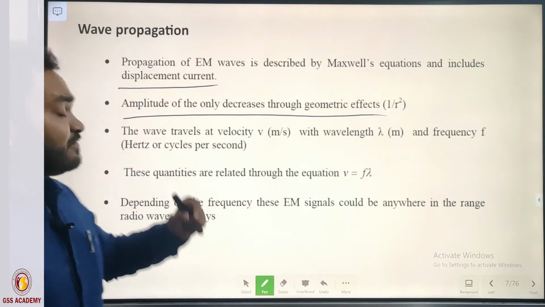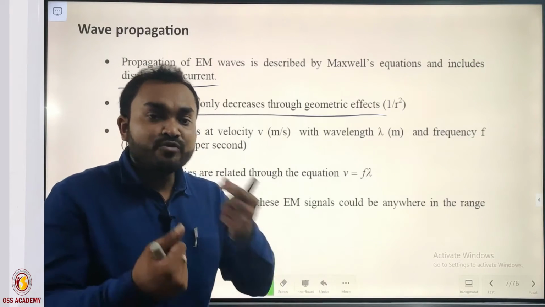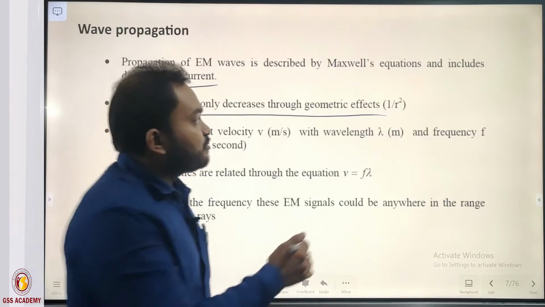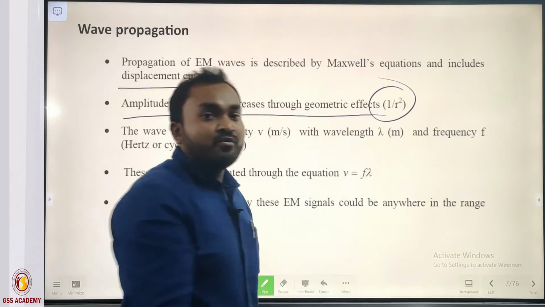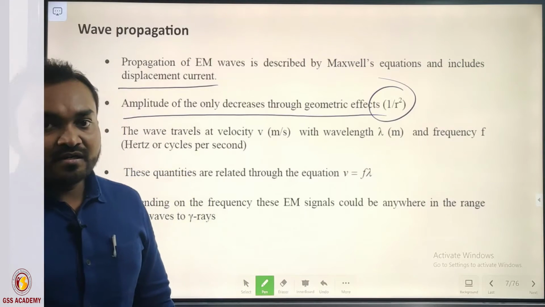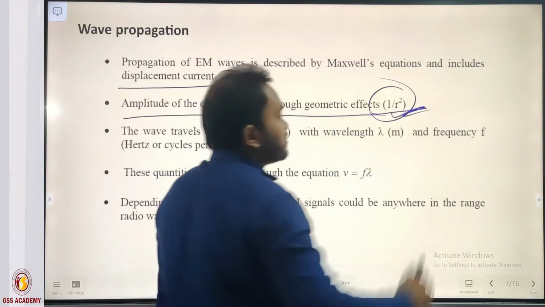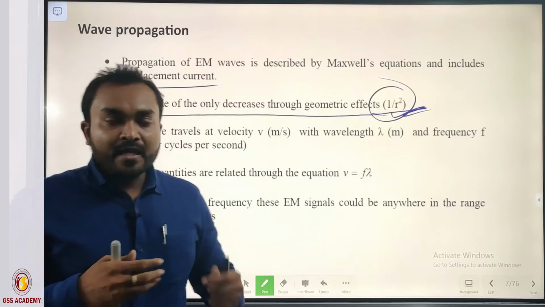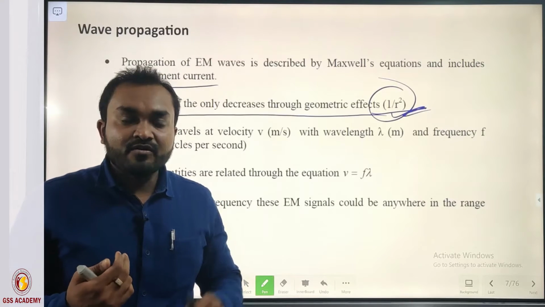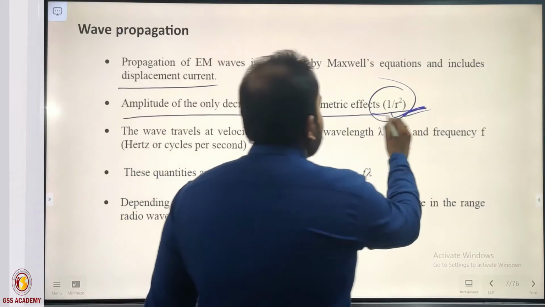Now if there is some geometric spreading, this kind of thing we have seen in our seismic class, your amplitude will be affected by 1 by r square, depending on the geometry, whether that is a spherical wave or a cylindrical wave. Accordingly, the geometry will affect your amplitude.